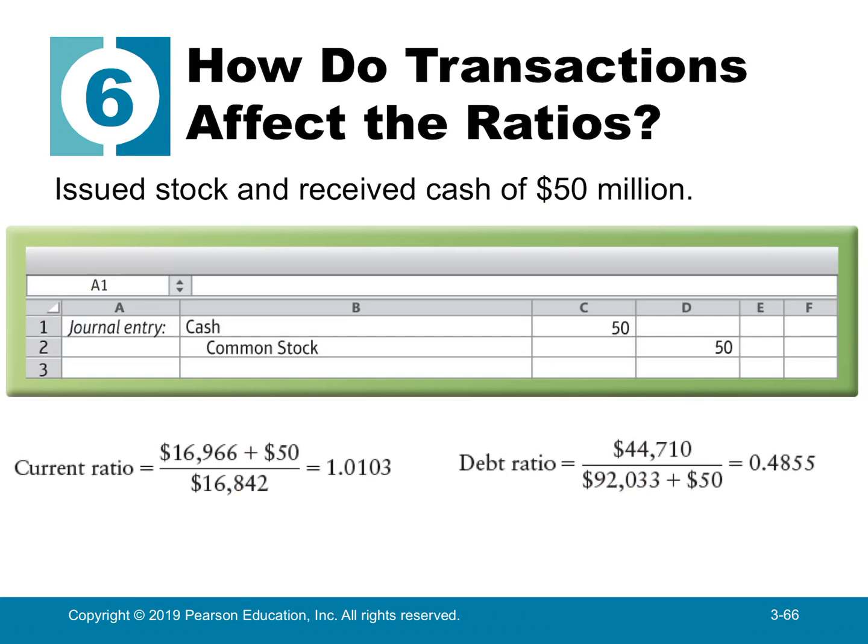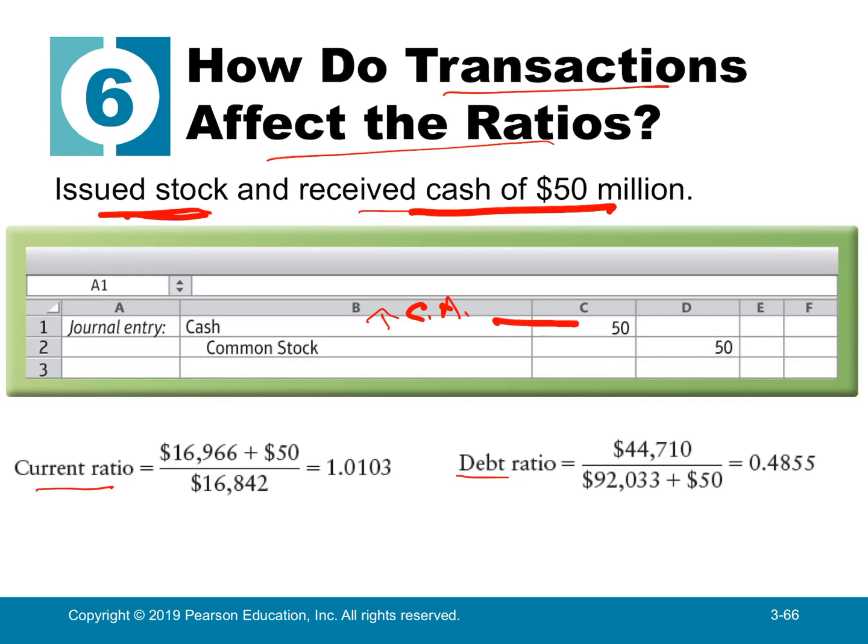Finally, what you need to practice doing, and this really goes into it once you start understanding accounting, is being able to do analysis. How do transactions affect some of these ratios? So if I issue stock and receive cash of 50 million, how are my current ratio and my debt ratio affected? Well, my cash increases. In this case, I'm issuing stock, receiving cash of 50 million. So my current assets go up by 50, and my stockholders' equity goes up by 50.